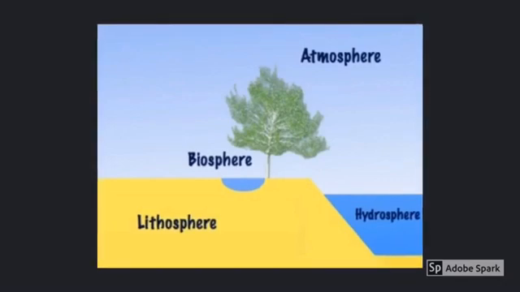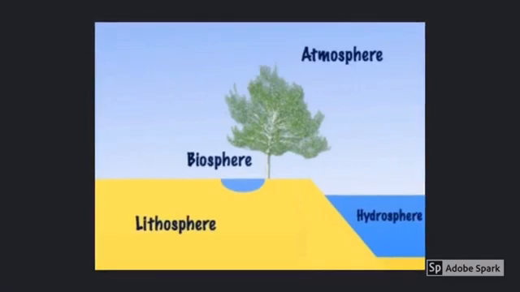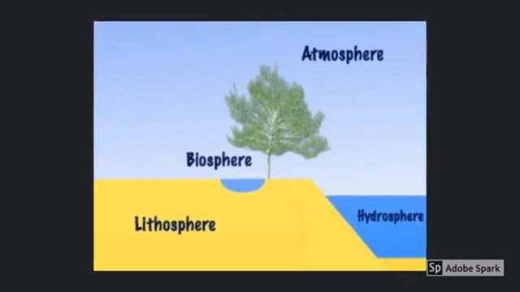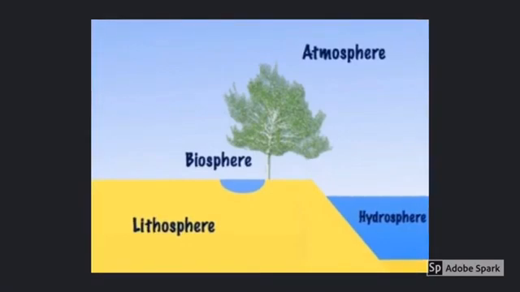The lithosphere is where plants and animals live to obtain food and shelter. The hydrosphere provides water for both human life and aquatic life, and the atmosphere provides air for animals and humans and protects them from the sun's rays.